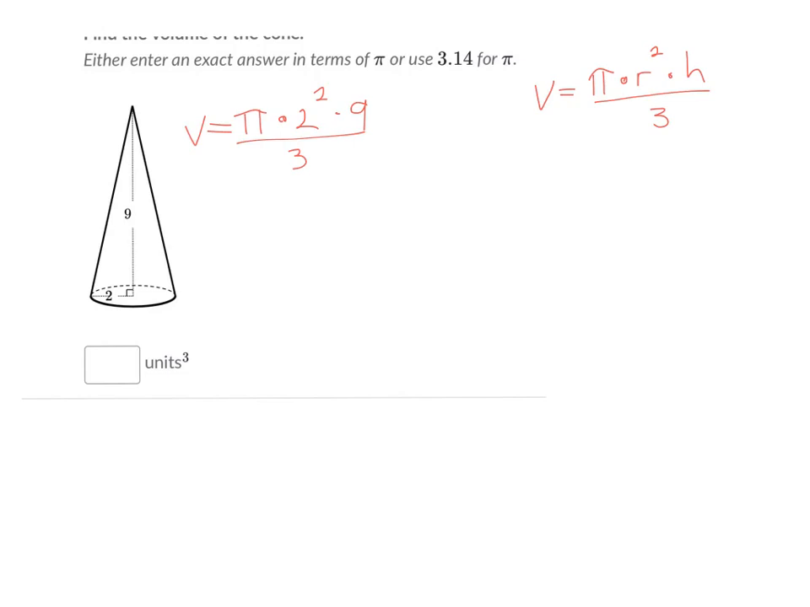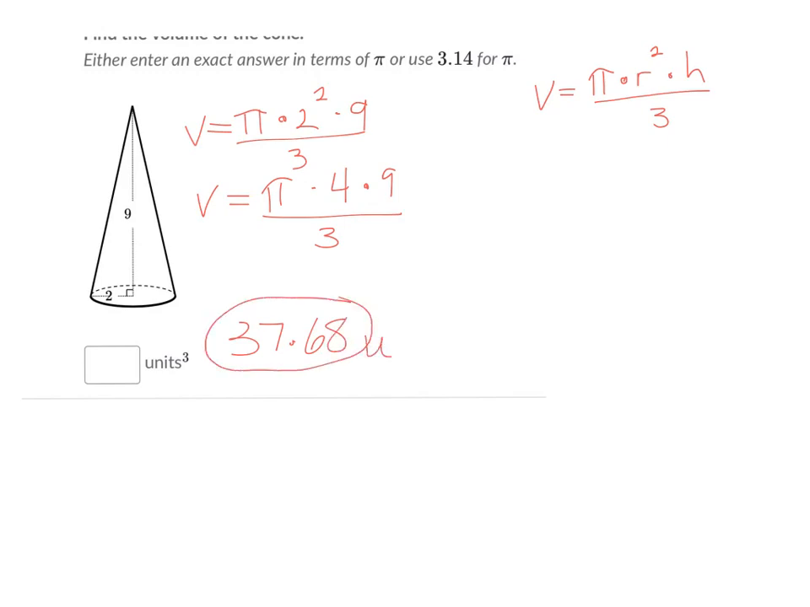So we're going to have pi, 3.14 times, maybe I should write this out, pi times 4 times 9 divided by 3. And so I've got 3.14 times 4 times 9, whole thing divided by 3 is going to give me 37.68, and this would be units cubed.